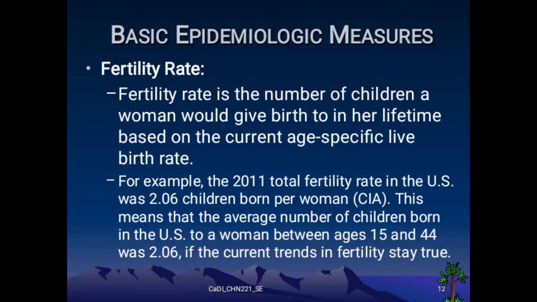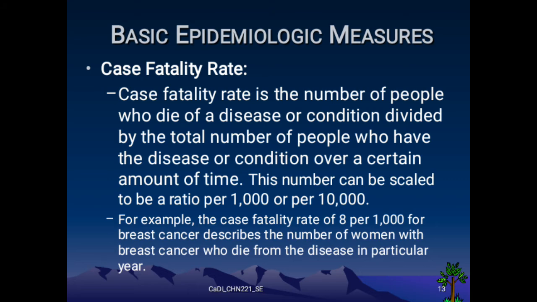Fertility rate. Fertility rate is the number of children a woman will give birth to in her lifetime based on the current age-specific live birth rate. Case fatality rate. Case fatality rate is the number of people who die from a disease or condition divided by the total number of people who have the disease or condition over a certain amount of time. This number can be scaled to be a ratio per 1,000 or per 10,000.